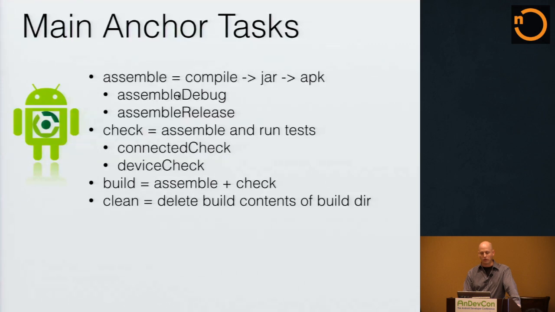Okay, so now what do we have that we can build from? We've got some tasks that are handy, right? So if you want to build the APKs, you just do assemble. And that will build you both a debug and a release version, all right? And then there's also this check, which will run the tests after you've done the assemble. And then build will just do both, okay? So you can check independently, or you can do build and it will assemble it for you and check. And then clean will just basically delete the build directory.